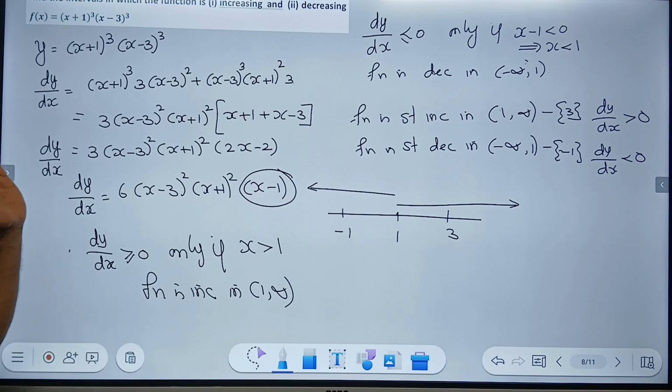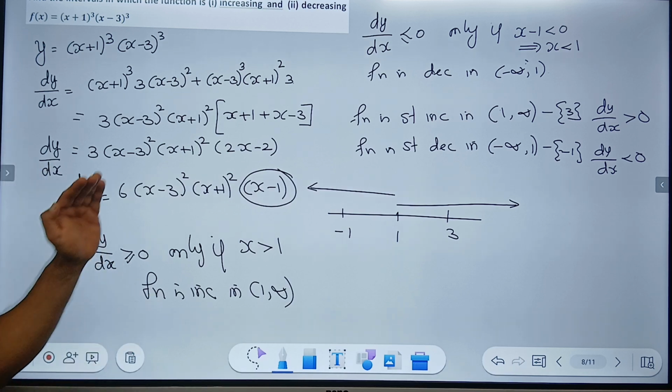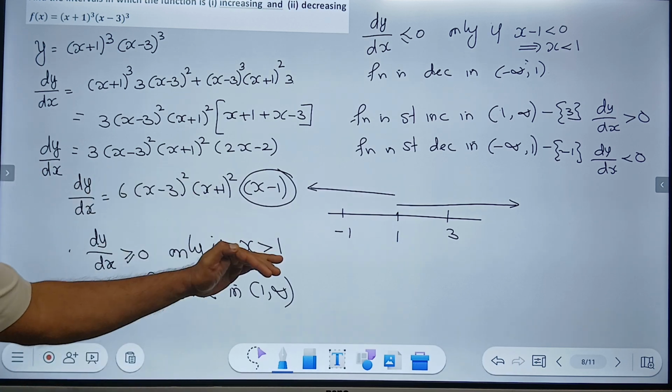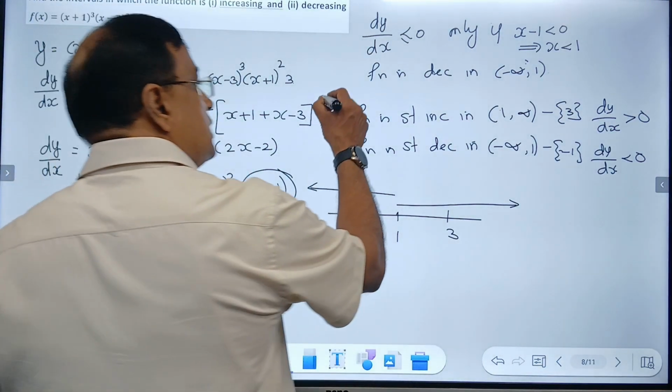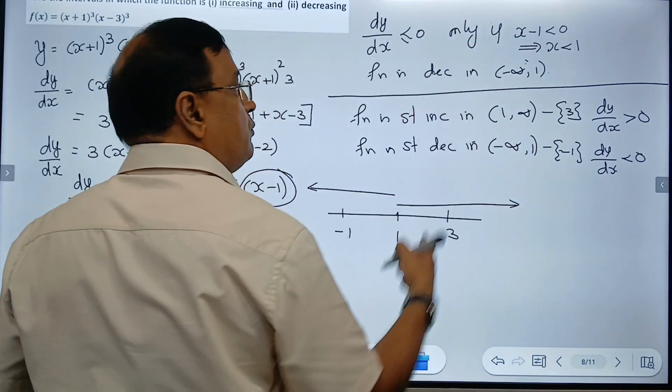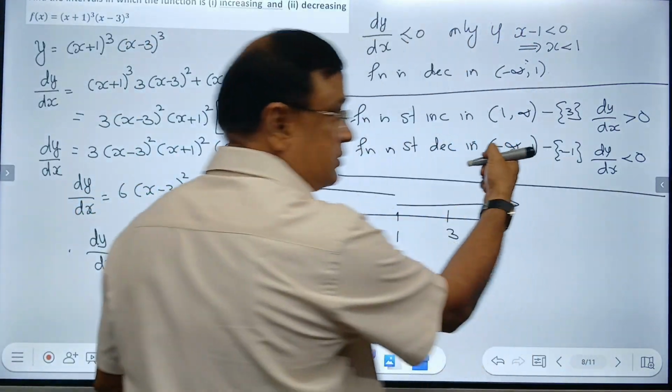If dy by dx is 0, you can say it is increasing or decreasing. You cannot say it is strictly increasing or strictly decreasing. I hope this is clear to you. If the question is asked for increasing, you can write this. If the question is asked to prove strictly decreasing, this is the answer you should write.